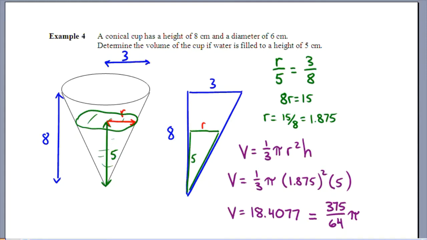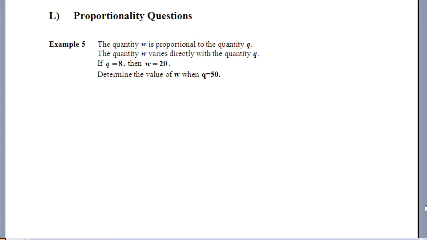Okay, we're going to finish off with something actually quite easy. Proportionality questions. You've probably never seen these before as something that you're asked to do, but they're actually pretty easy to do. And we're just going to do these just on the job training, okay? Just kind of learn as you go here.